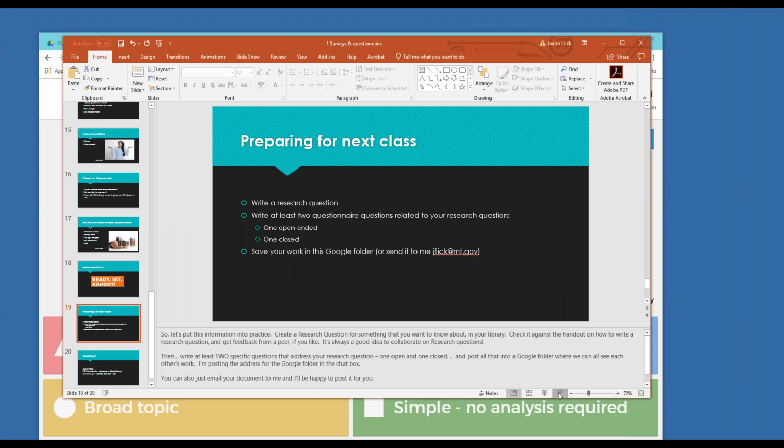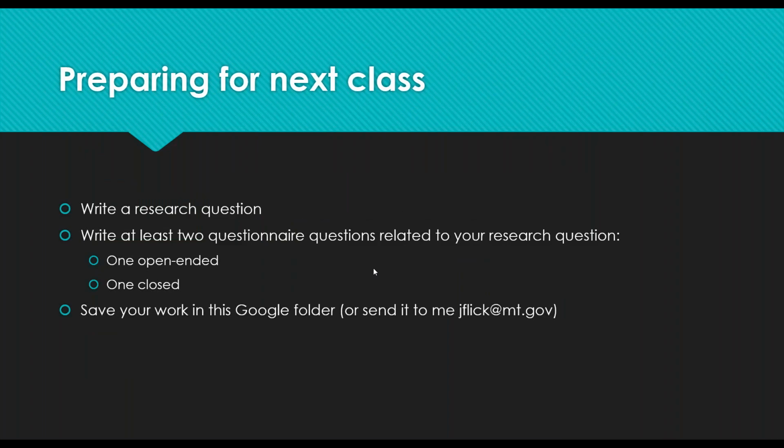So write a research question, and then write at least 2 questionnaire questions related to your research question: an open-ended question and a closed question. So one of those comment questions and a closed question. Make sure that each question doesn't have any ands or buts or alsos in it, so that it's a single question, not what researchers call a double-barreled question. That's real important.